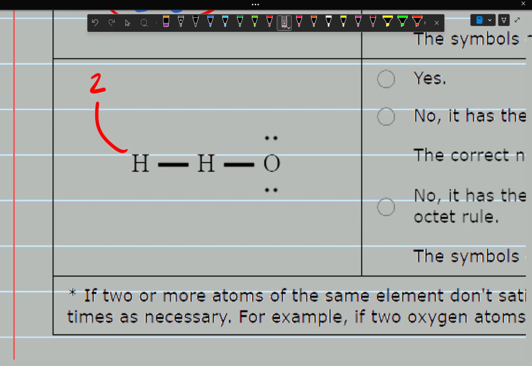So, does this satisfy the octet rule? Well, our first hydrogen has a total of 2. So, indeed, this satisfies the octet rule. Our second hydrogen has 2, 4. That's impossible. So, this hydrogen does not satisfy the octet rule. And then our oxygen has 2, 4, 6. It should have a total of 8. This does not satisfy the octet rule.